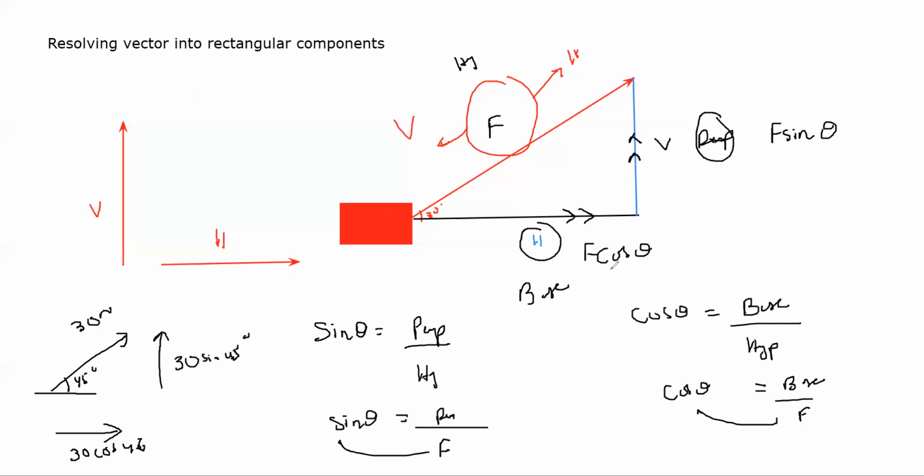Is it clear? This is called resolution, resolving a vector into its rectangular components, like breaking the vector into horizontal and vertical components. Is it clear?